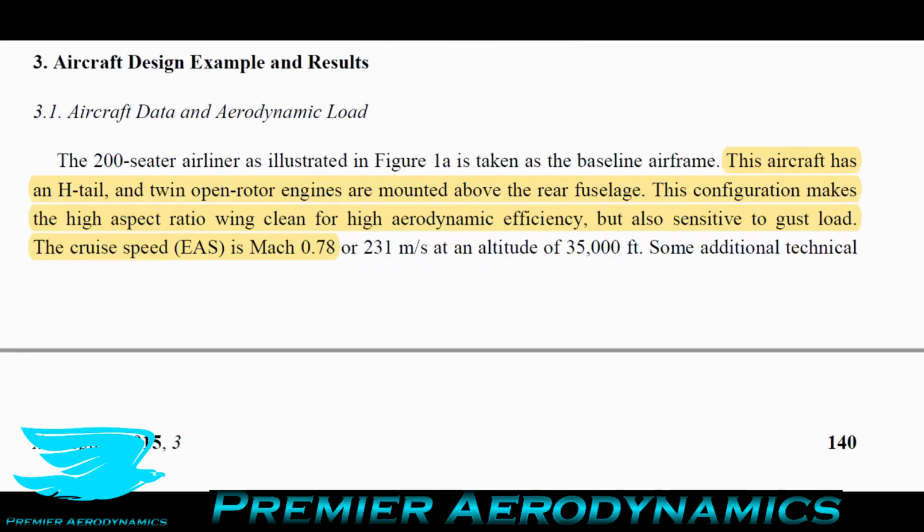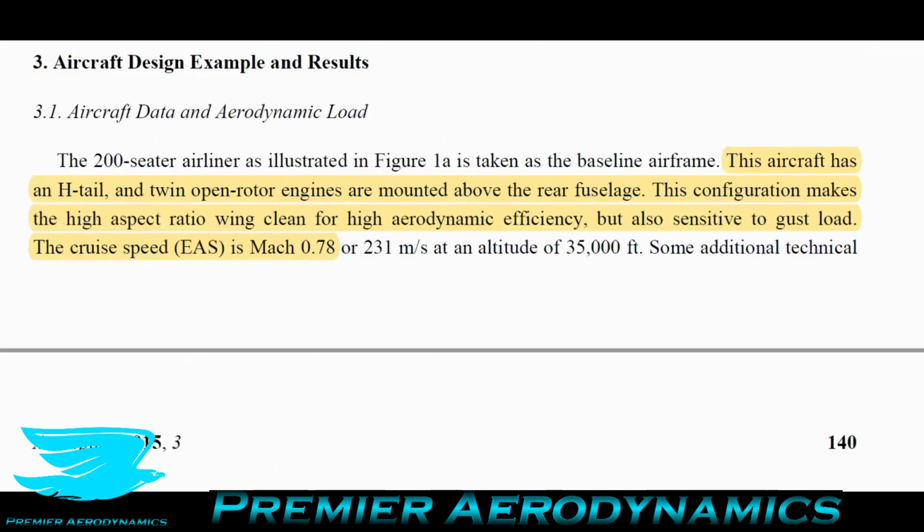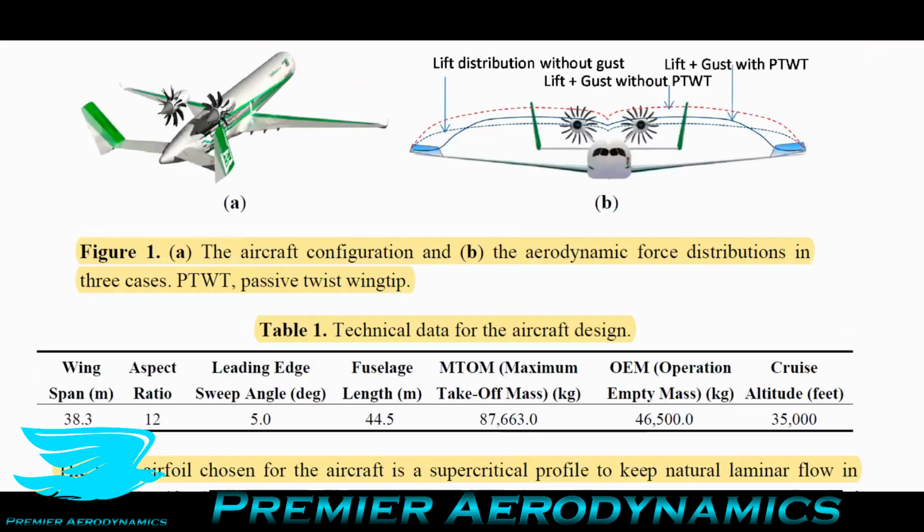They say that this aircraft, so this one here, has an H-tail and twin open rotor engines mounted above the rear fuselage. They say that this configuration makes the high aspect ratio wing clean for higher aerodynamic efficiency. The problem is that it's also sensitive to gust loading. So that's a trade-off. They say that the cruise speed is Mach 0.78, and that's an important thing to keep in mind, mainly because if you look at the technical data here, they say the leading edge sweep angle is only 5 degrees. That's not a lot at all.